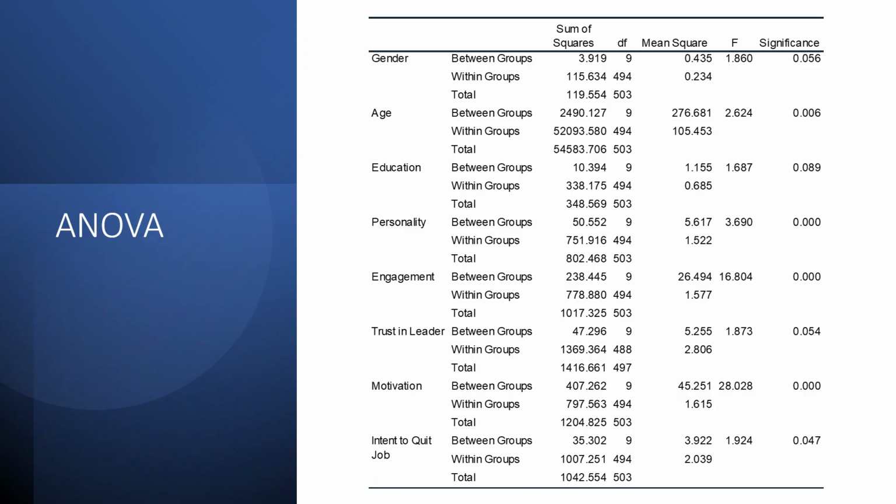Personality's less than 0.001 significance level is lower than the alpha, and the third null hypothesis H30 is rejected, and its corresponding alternative hypothesis H31, that there is a difference in the personality average across the comparison groups, is accepted.